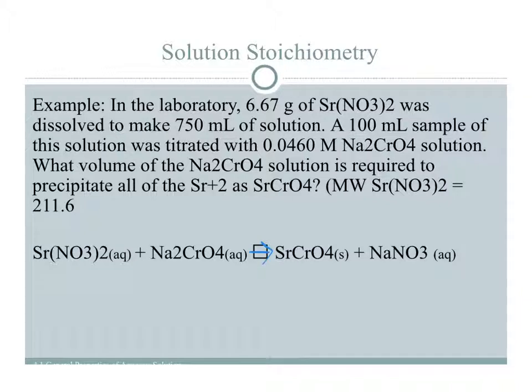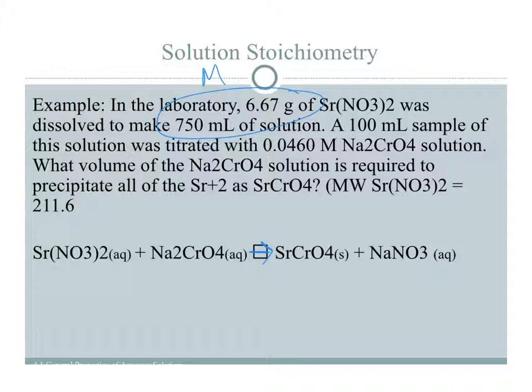Okay, in this problem, in the laboratory, 6.67 grams of strontium nitrate was dissolved to make a 750 milliliter solution. So I know right there I'm going to be figuring out molarity. A 100 ml sample of this solution was titrated with 0.0460 molar sodium chromate.